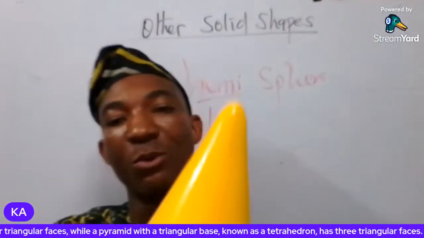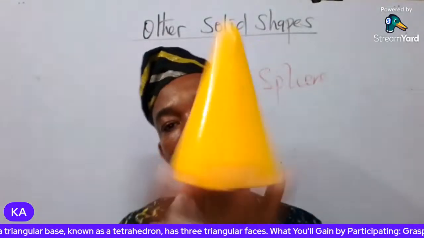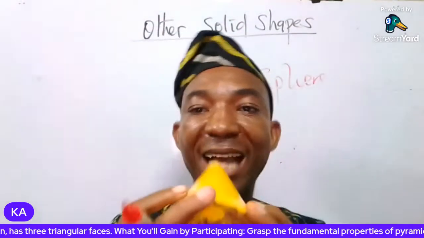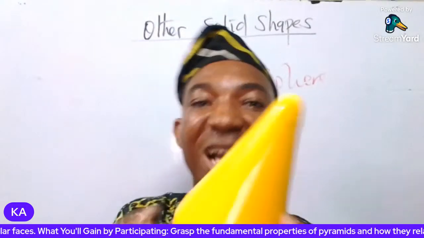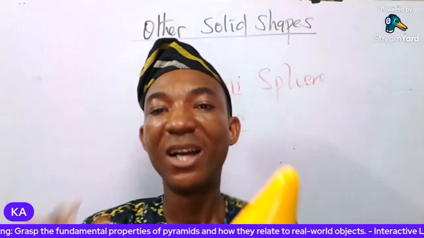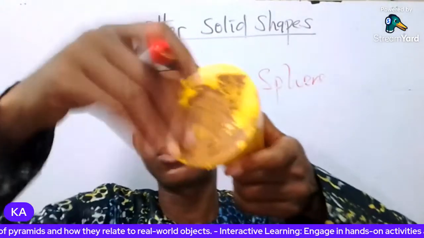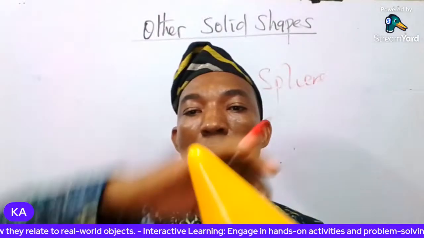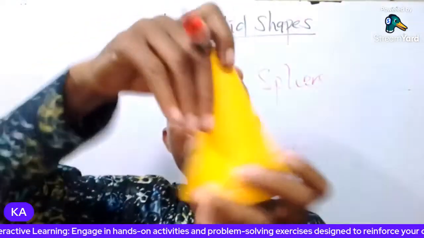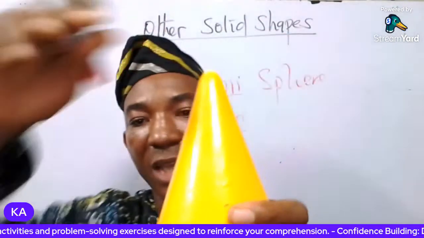A cone looks like what? It looks like a hat, a party hat. So it's like an ice cream, but you cannot lick this one. So it has one flat surface. You can see one flat surface, and it has one curved surface. Can you see the one flat surface, one curved surface? Can you see that now?